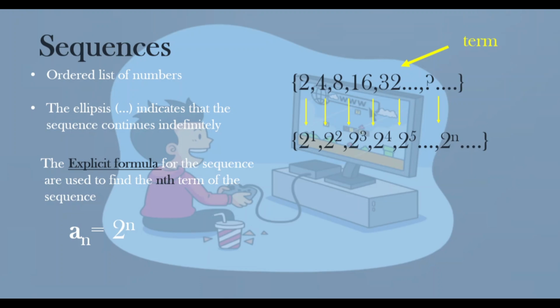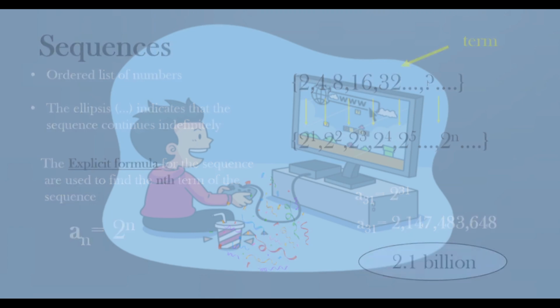To find the number of hits on the last day of the month, we have to substitute n equals 31. For that, we will get more than 2.1 billion hits, and that's huge.